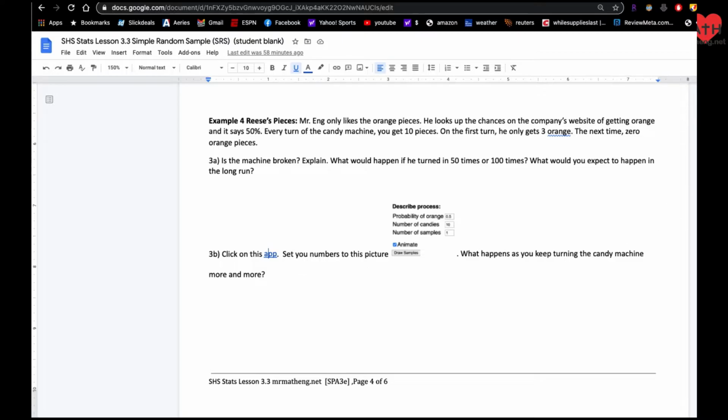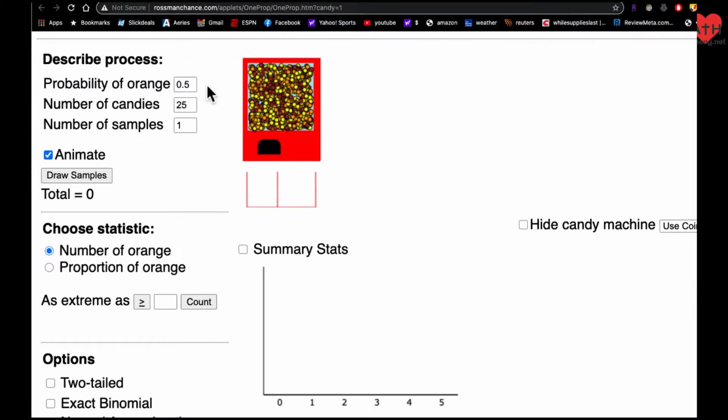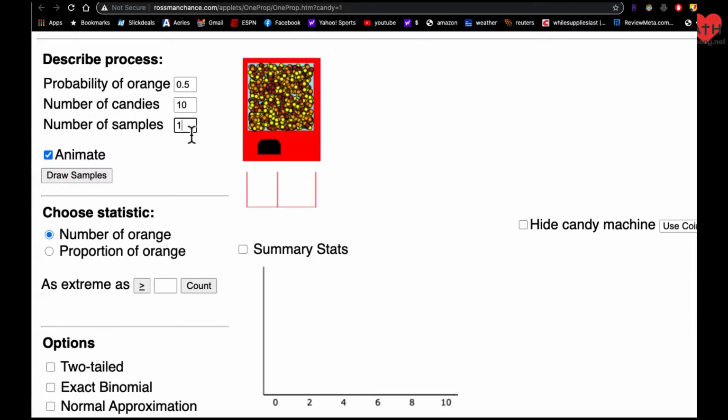All right, I'm going to click on this app. Probability 0.5. Remember, 0.50 is equal to 1 over 2, which is 50%. So 50%, I'm going to get orange candies. The number of candies every turn is going to be 10 candies, and we just want the machine to turn once. So let's go ahead and turn the machine.